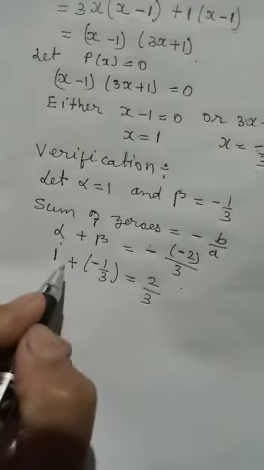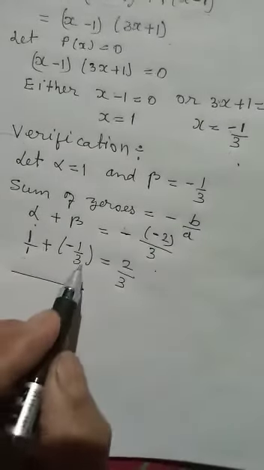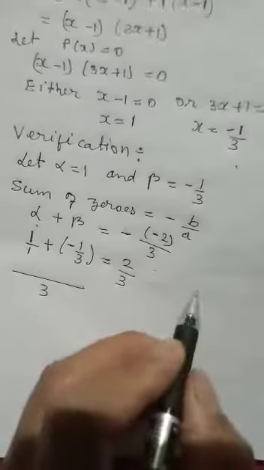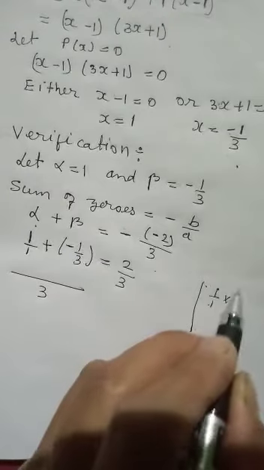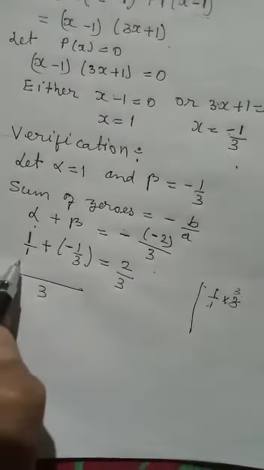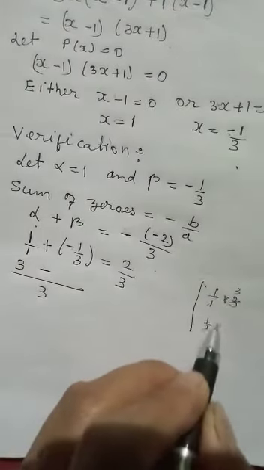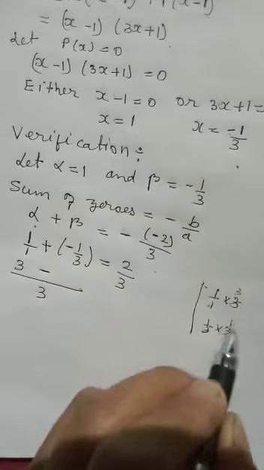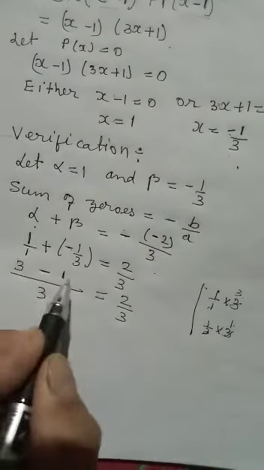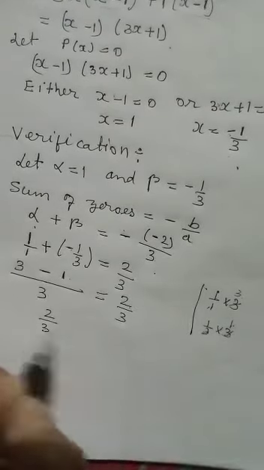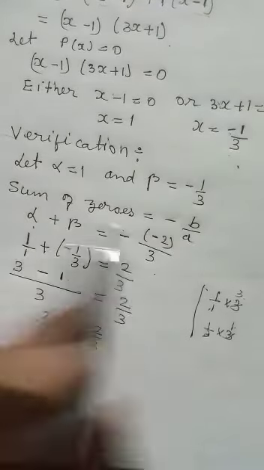Once you have a fraction, what to do? Remember, we have to find the LCM. LCM of 3 and 1 will be 3. So you can take by the side the fraction into LCM. 1 divide 3, 3. 3 into 1, 3. Plus into minus, minus 1 by 3 into 3. 3 divide 3, 1. 1 into 1, 1. So we have 2 by 3. 3 minus 1, 2. 2 by 3 equal 2 by 3. Are they equal now? Yes. So for the sum we verified.